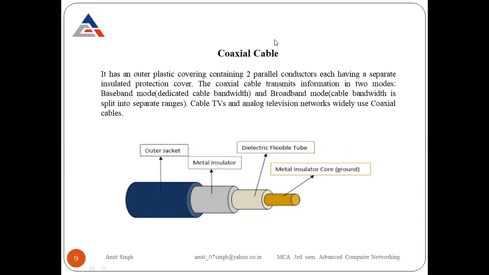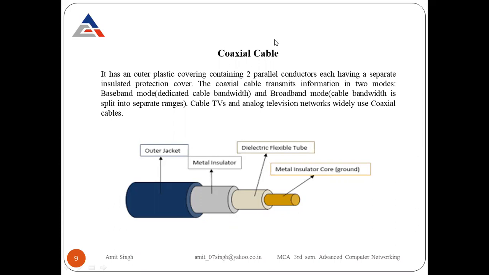And the second one is broadband mode, which means the cable bandwidth is split into separate ranges. If we split the bandwidth, it means we are now sending the data to more than one system. As the name implies, broadband means one sender, multiple receivers. We can send the data to more than one system in the case of broadband. So this is the difference between baseband and broadband.